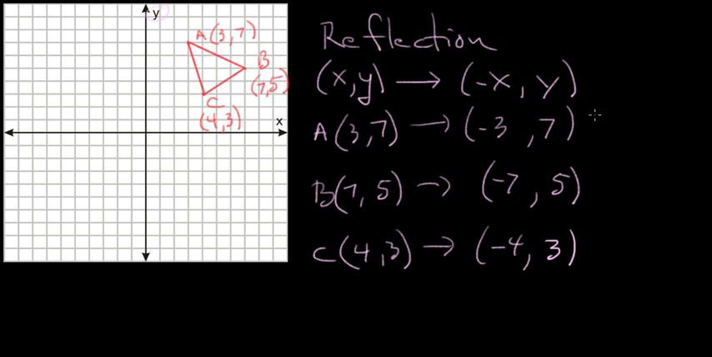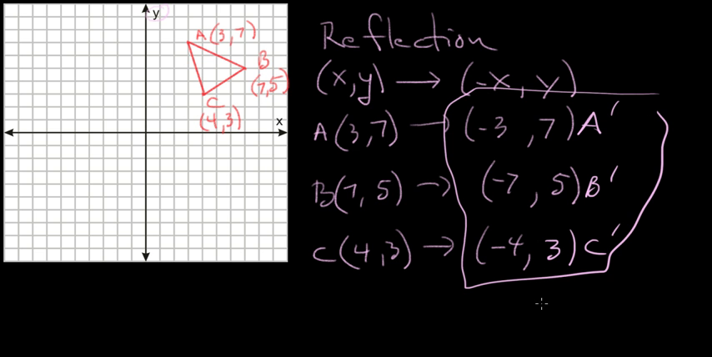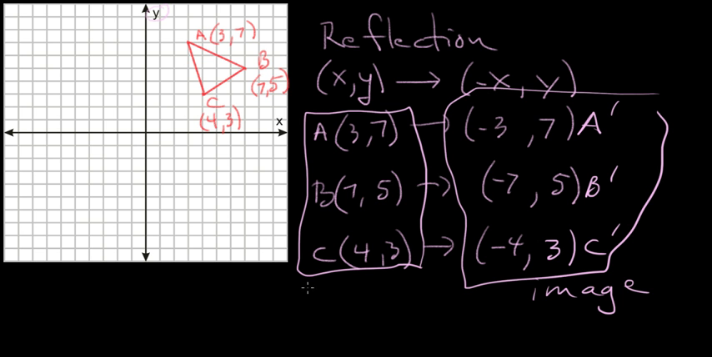So these are my A prime, B prime, and C prime. This is the transformed image. This is my image over here. This is my image. And this was my pre-image.